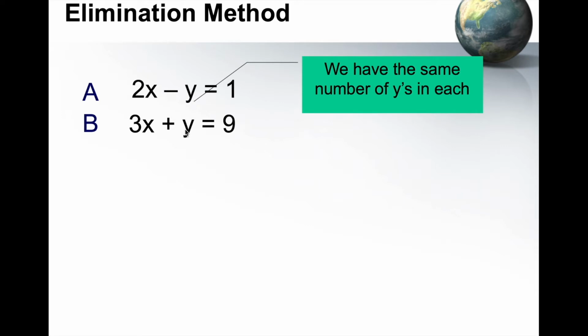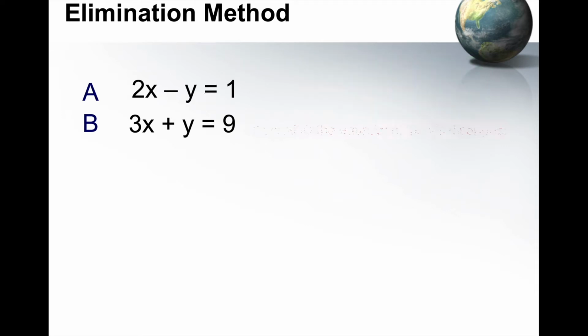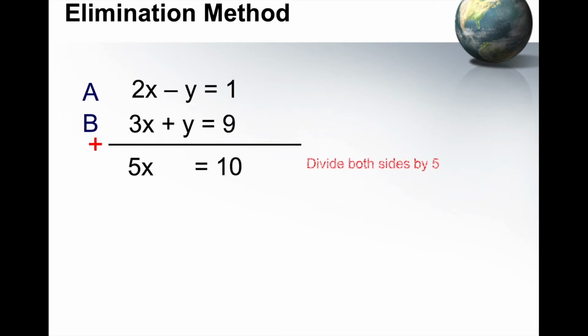How do we eliminate y's? We can add the two equations. When we add the two equations, y's will disappear, and you are only left with 5x is equal to 10, and you divide both sides by 5, you have x is equal to 2. So we find x, but we still need to find another unknown, which is y.